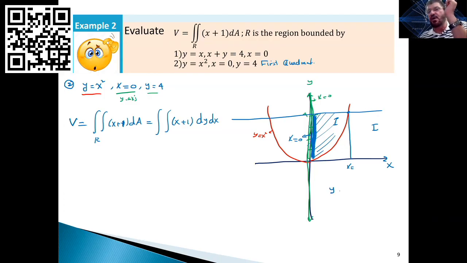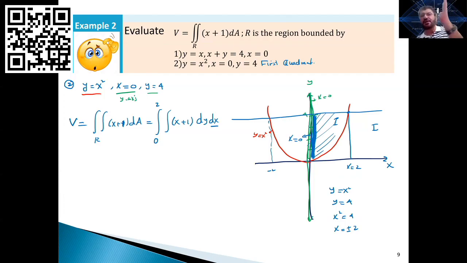Look at this. You have y equal x squared. This is the red one. And y equal to 4, isn't it? So that means x squared is equal to 4. Take the square root of that, so it's plus minus 2. So this is 2, by the way. And here is negative 2. But I don't need the negative 2. I need the 2. So on the x-axis, I'm going to start from 0 to 2.